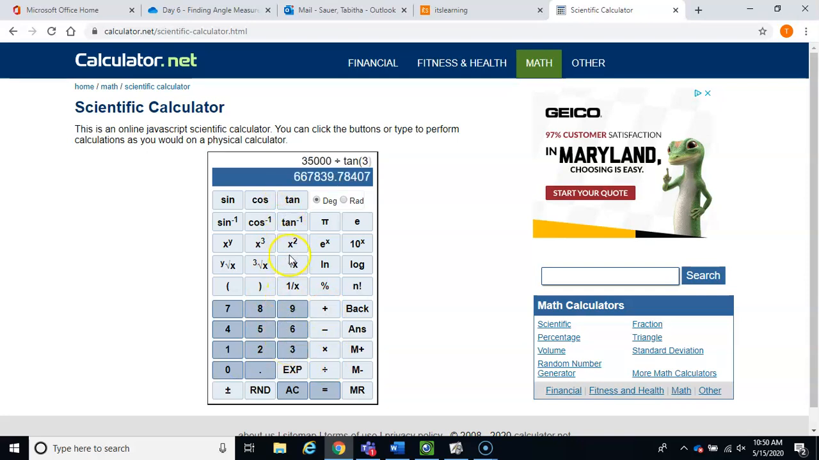So remember, whenever you're finding a side, you're using the regular sine, cosine, and tangent. Whenever you're finding an angle, that's when you're using the inverses. All right, so we get 667,839 point, and this will be that 8 bumps that 7 up to an 8. So I'm going to go ahead and write this down while I have it on my screen. 667,839.8, and this is feet because the 35,000 was in feet.